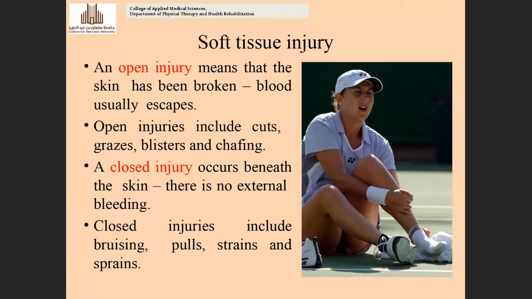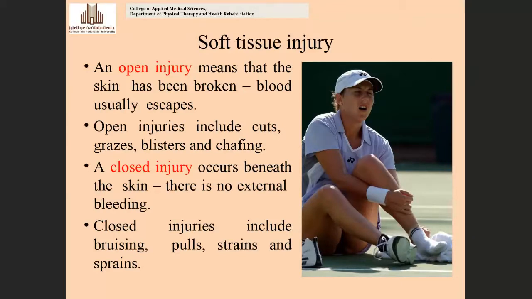So in an open injury, you can see there is a cut in the skin and there is bleeding, right? So you can find bleeding. Open injuries include cuts, grazes, blisters, and chafing, right? I will explain all these things one by one. So there is a cut in that area, and there are blisters and chafing.